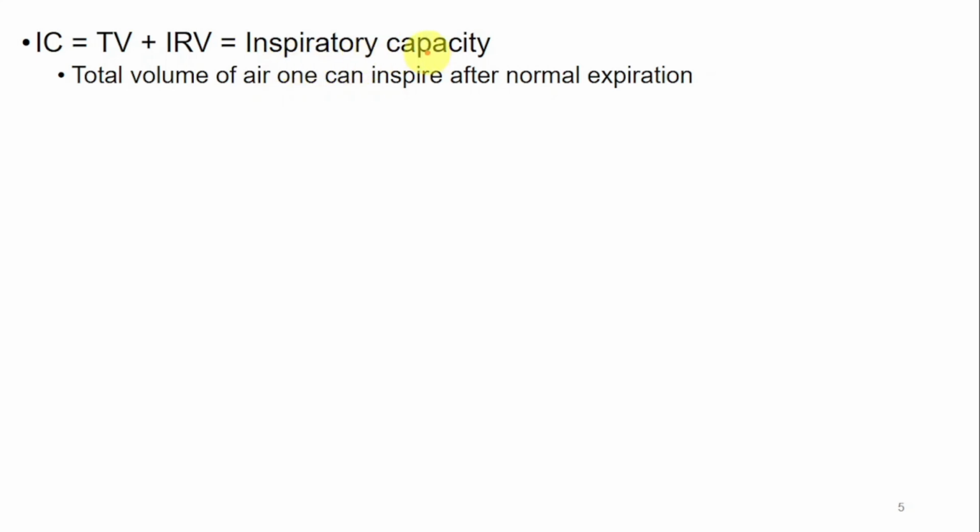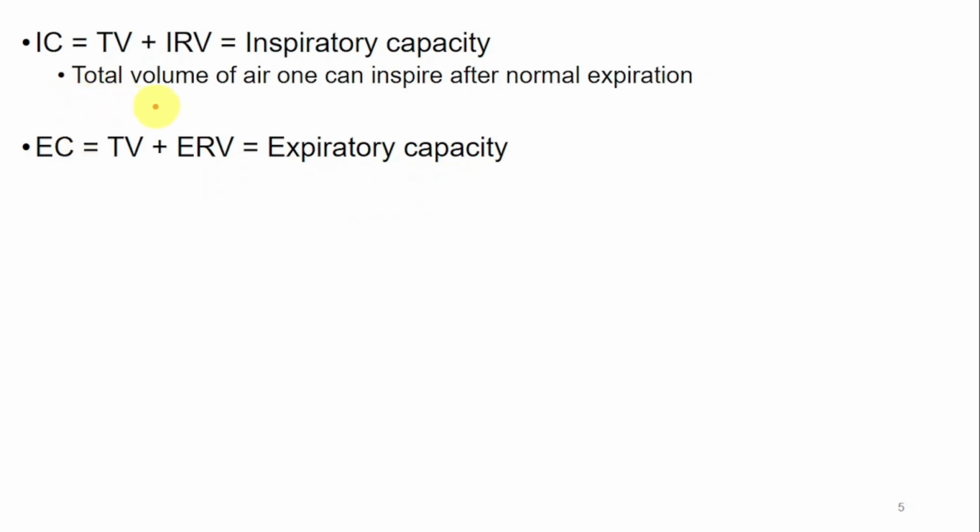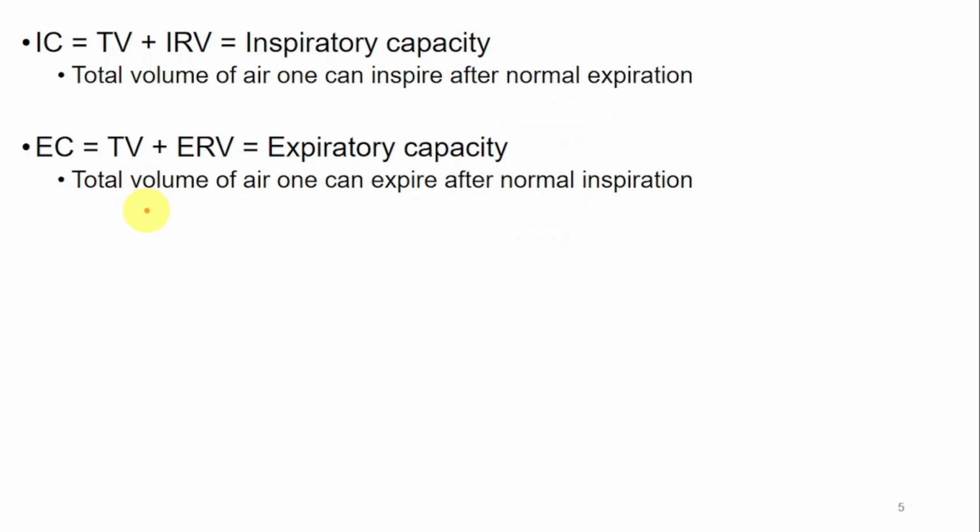So try to guess the other one, the expiratory capacity, definition of that. So first of all, the EC formula will be TV plus ERV. See, TV plus ERV. And this is expiratory capacity. And the definition will be total volume of air one can expire after normal inspiration. So total volume of air one can expire after normal inspiration because it is TV plus ERV.